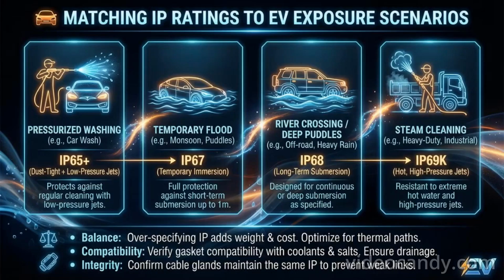Match the IP rating to the worst-case scenario. Pressurized washing needs IP65 or higher. Temporary flooding requires IP67. River crossings or deep puddles call for IP68. And steam cleaning demands IP69K. It's important to balance weight, cost, and thermal performance. Overspecifying adds unnecessary mass and expense. Also, check that gaskets work with coolants and salts, ensure proper drainage, and confirm cable glands maintain the same IP rating to avoid weak points in the sealed system.